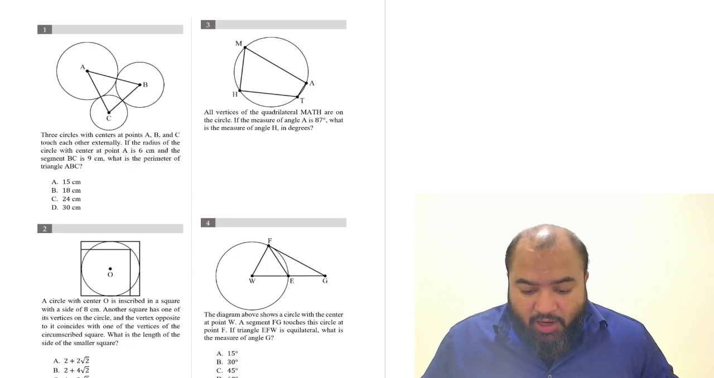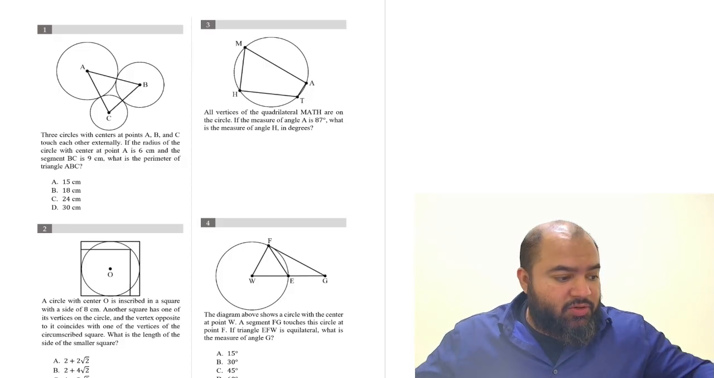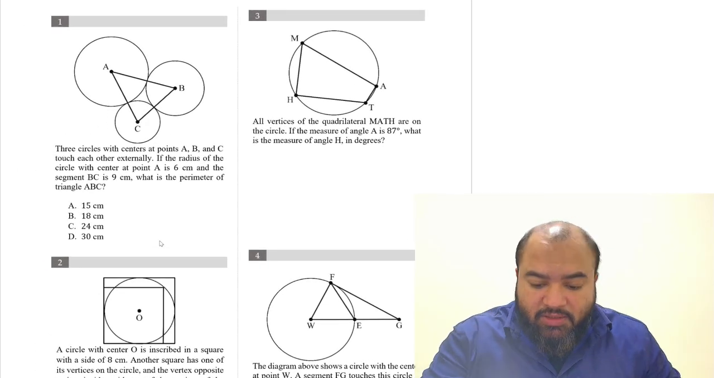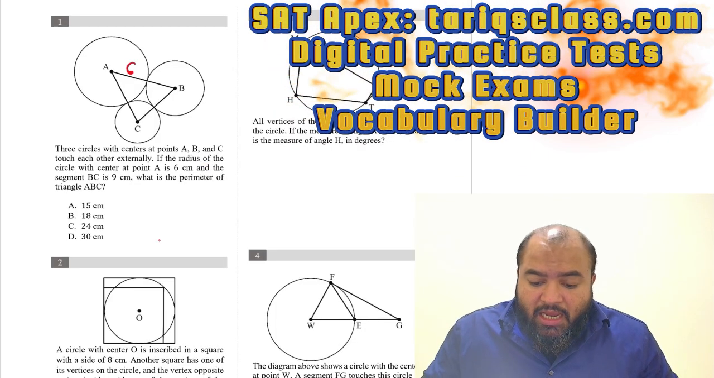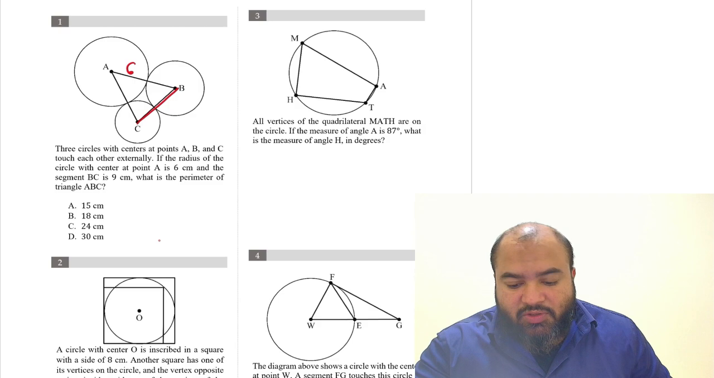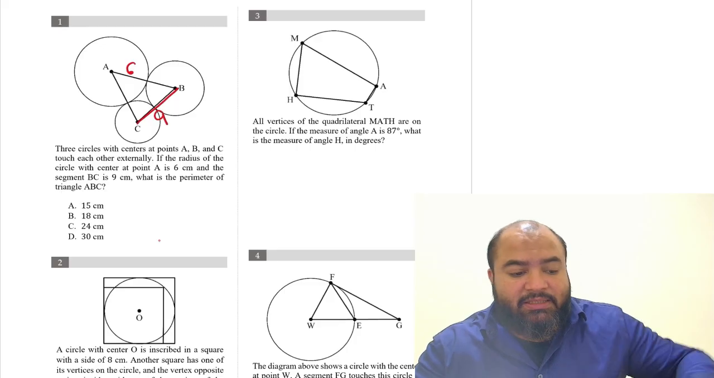So question number 1 says, 3 circles with centers at points A, B, C touch each other externally. As you can see, the radius of the circle with center A is 6, so let me zoom in a little bit. The radius of circle A is 6 and the segment BC is 9. So this is 9. And what is the perimeter of the triangle ABC?